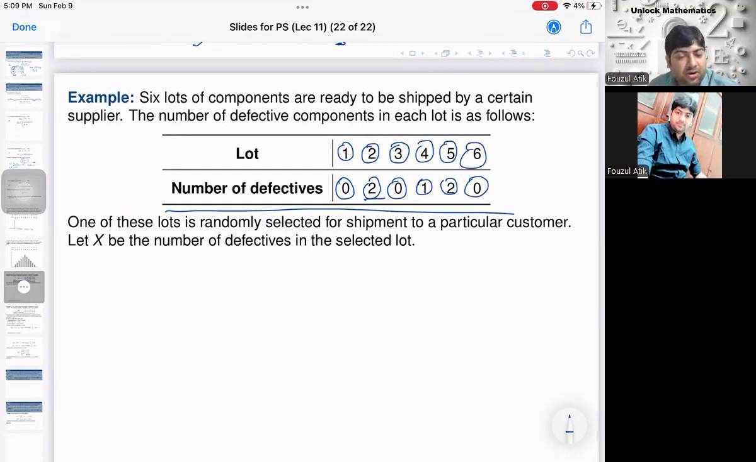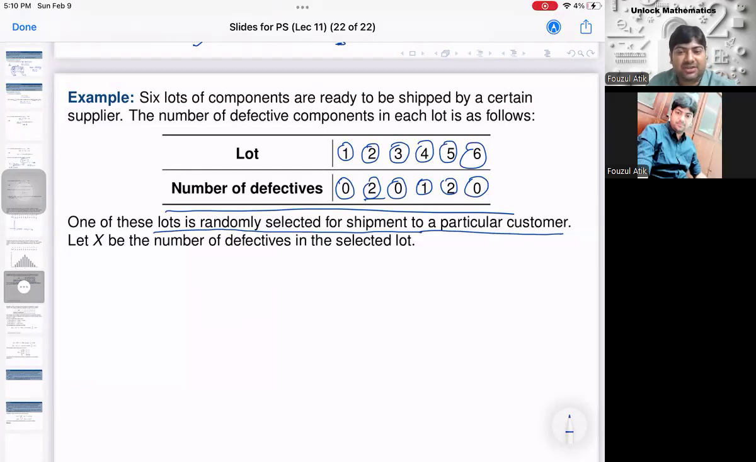Now, out of these 6 lots, one lot is randomly selected for shipment to a particular customer, right? And let X be the number of defective pieces in that selected lot. So one lot is randomly selected out of 6, and X is the number of defective pieces in that selected lot. So X is a random variable. It is a discrete random variable, so it should have some probability mass function.